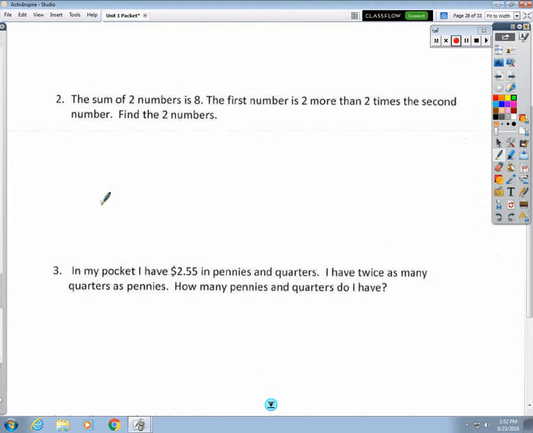Number 2, pay attention. This one gets a little more difficult. The sum of two numbers is 8. So how do I write that as an equation? Okay, the first number, which it doesn't really matter, but we wrote x as the first number for this one, so we'll just put x as the first number of this one, is, what does is mean in math?